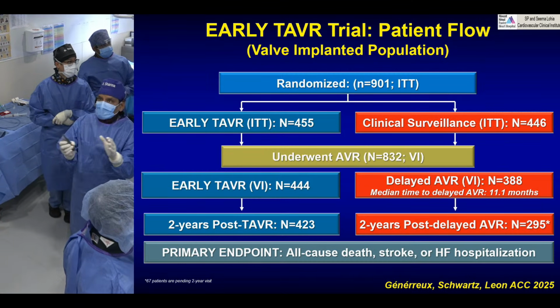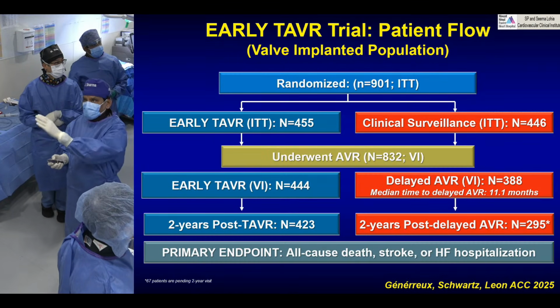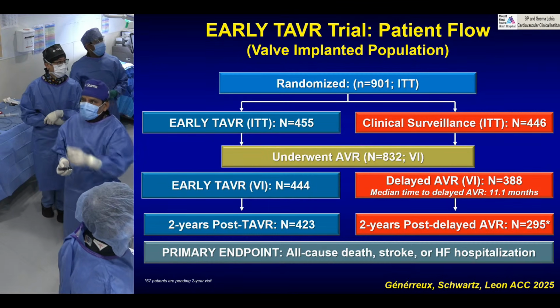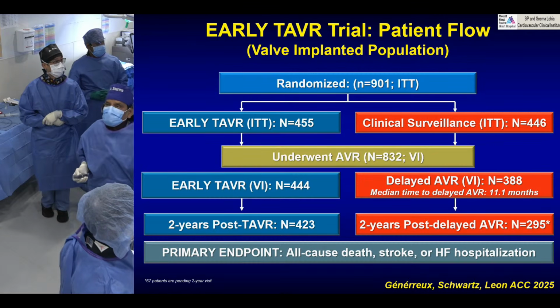Very good. Then I want to complete with the EARLY TAVR trial, which we all know. The group was clinical surveillance versus early TAVR, and the clinical surveillance group were followed, and delayed valve replacement occurred in 80+% of cases, 388 of the 446.